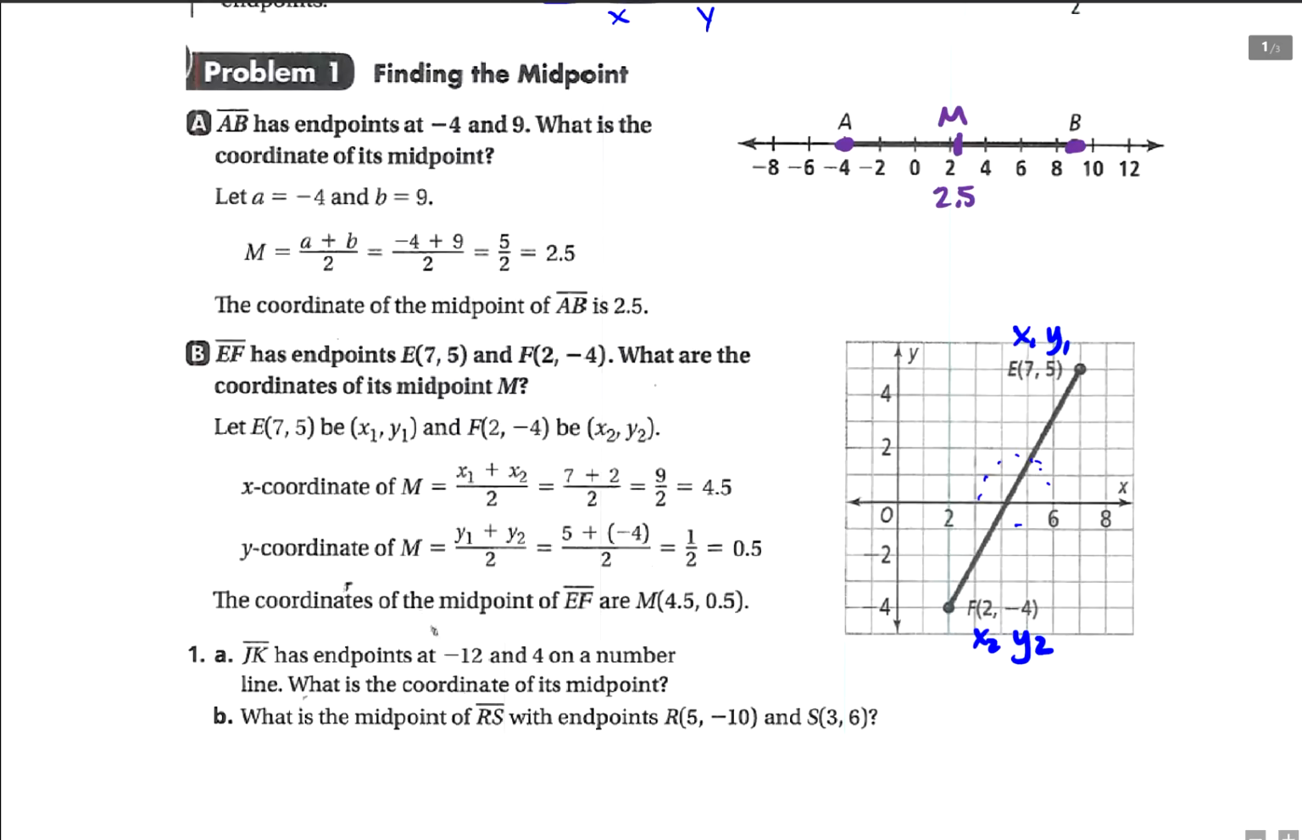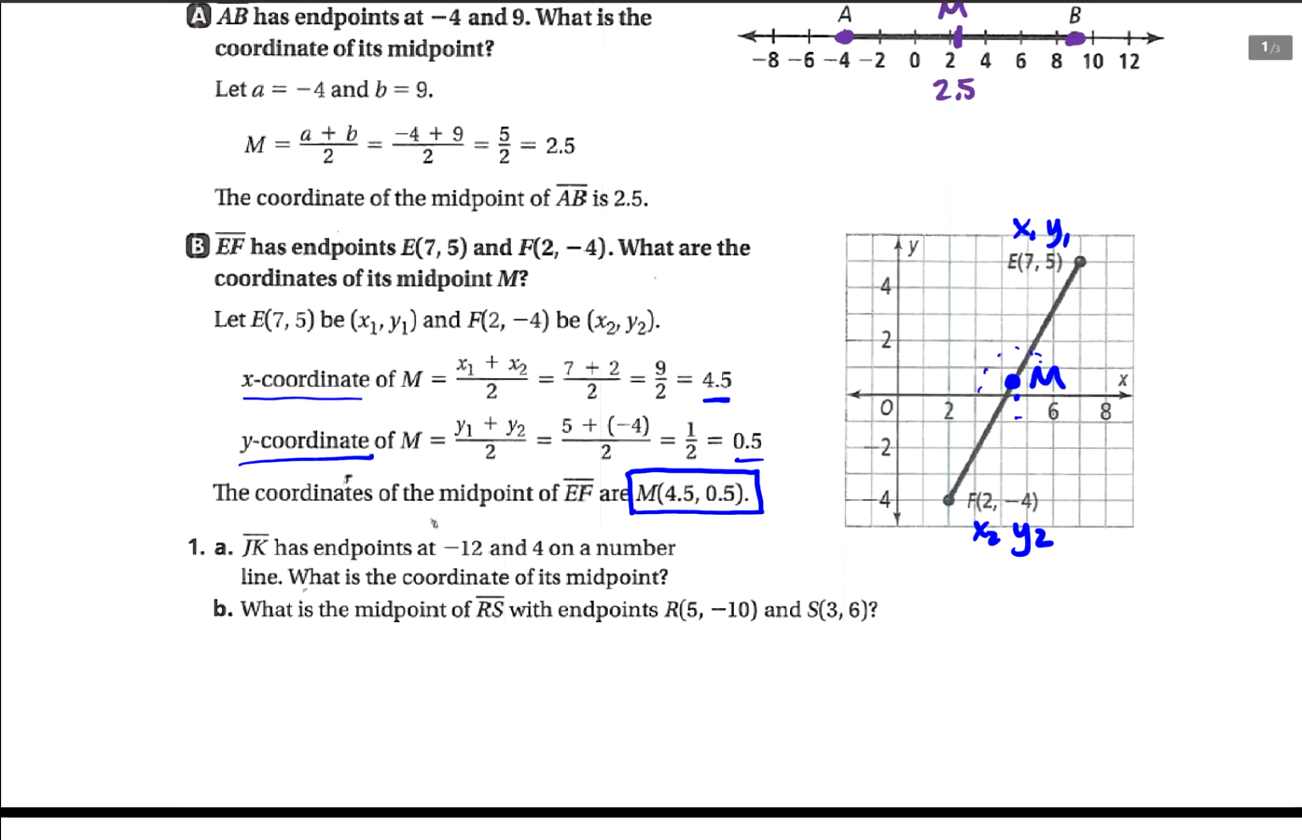And then we use our formula. So we're going to do the x-coordinate first. We add x1 plus x2, divide by 2, and we get 4.5. Then we do our y-coordinates. We take our y values, 5 plus a negative 4, divide by 2, gives us 1/2, or 0.5. So our midpoint is a point at 4.5, 0.5. So let's look at that. 4.5 is there, up 0.5, and that's our midpoint, M, which is right about where we expected it to be. All right, pause the video and do the next problem.